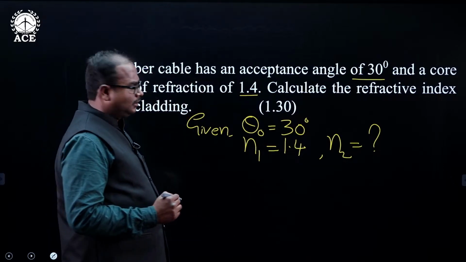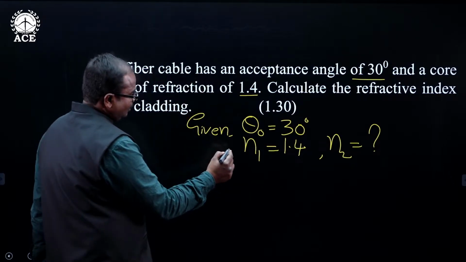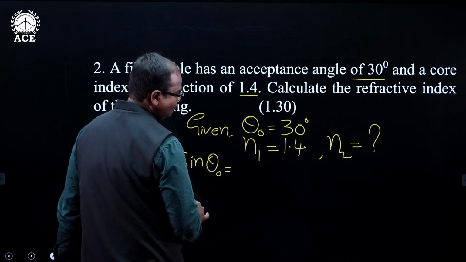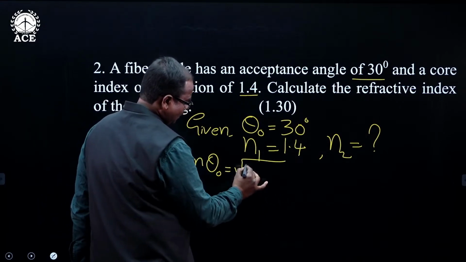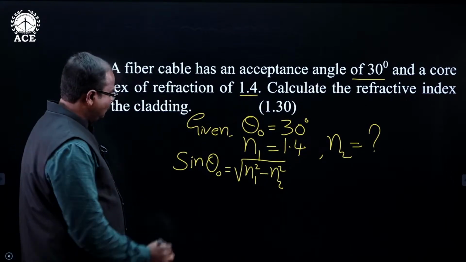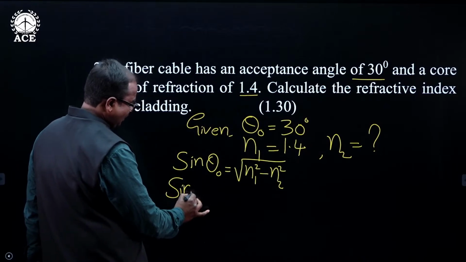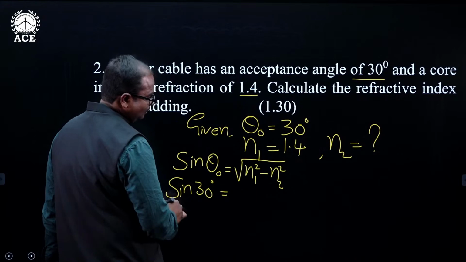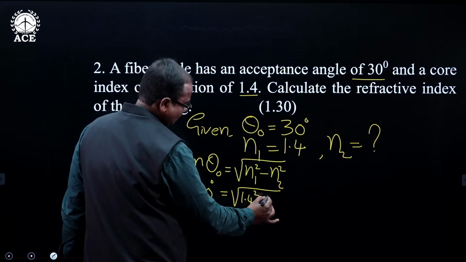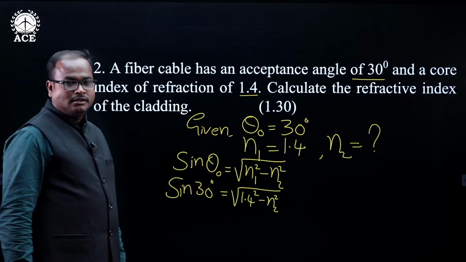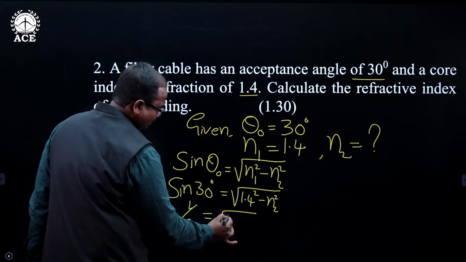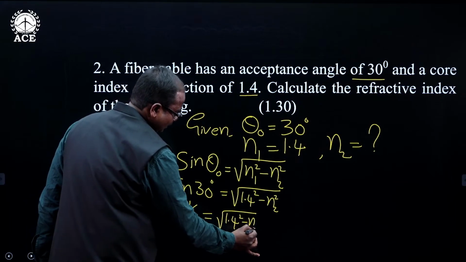Directly, we have one formula. What is the formula here? Sin theta naught is equal to root of n1 square minus n2 square. Substitute here: sin 30 is equal to root of 1.4 square minus n2 square. Sin 30 is 1 by 2.